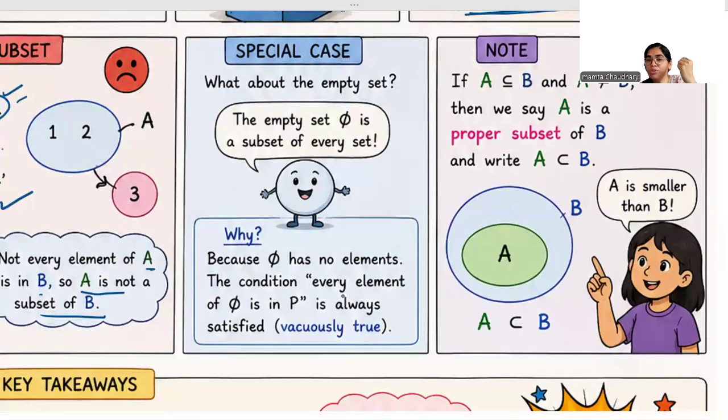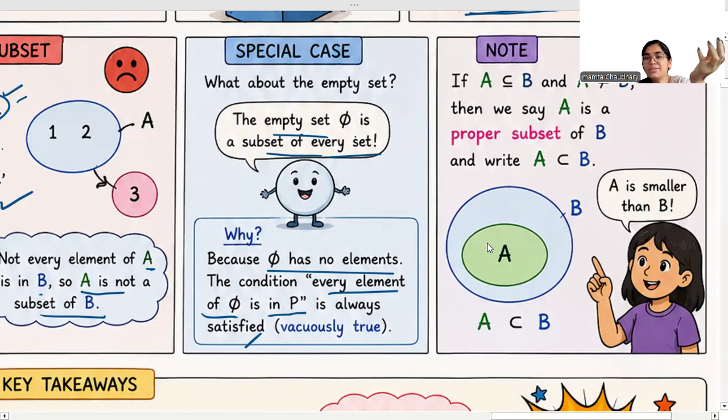As it has no element, it is a subset of all the sets. So what we can say is that the empty set phi is a subset of every set because phi has no element. And the condition that every element of phi is in P is always satisfied because it does not have any elements. Obviously, it is satisfied.